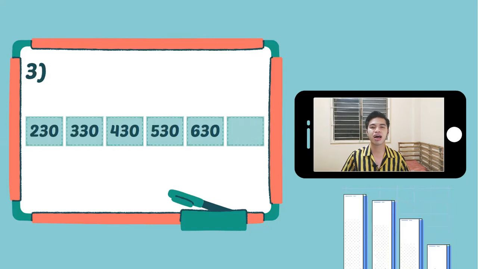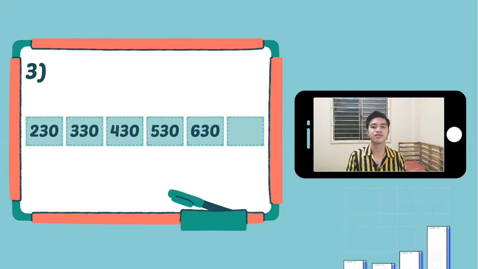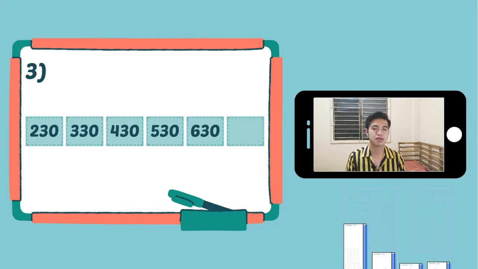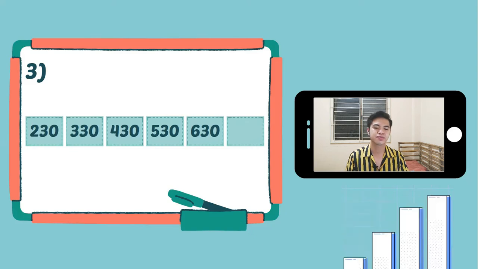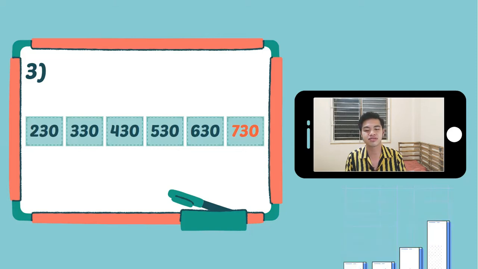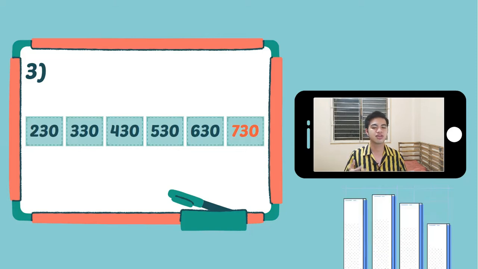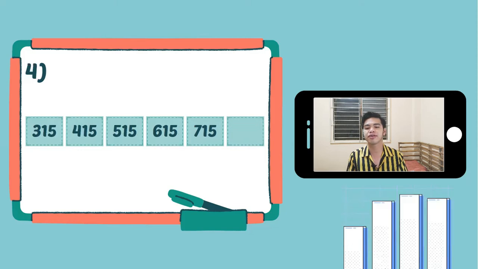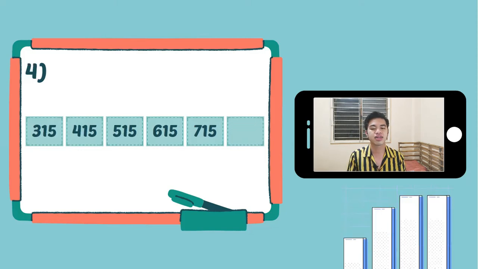So for number 3, we have 230, 330, 430, 530, and 630. So what do you think is the next number? Good job. The correct answer is 730. Okay? Here we added 100 to make 230, 330, and then 330 became 430, and so on up to 730.